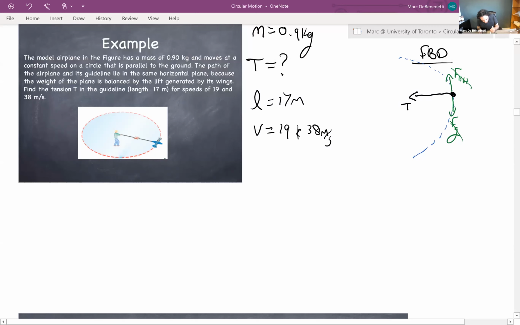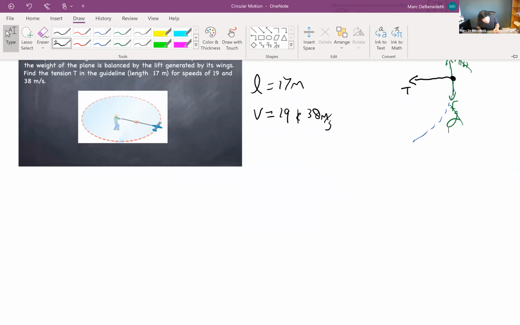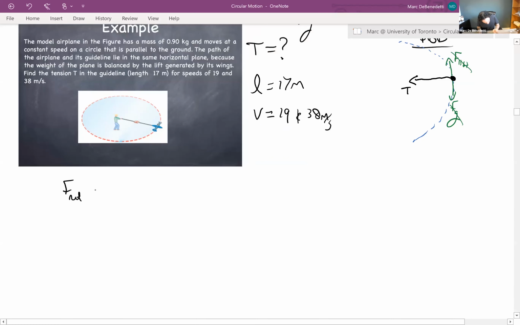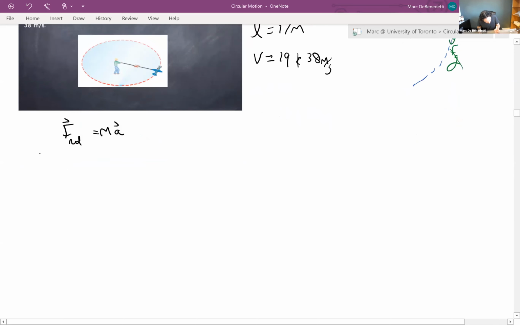So now, after drawing my free body diagram, I'm going to start with F net equals ma. If you really want to be super technical, we've got two directions, the y direction and the x direction. So I could say F net y equals m a_y, and then F net x equals m a_x.